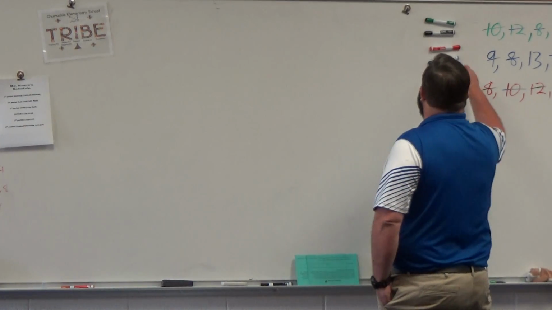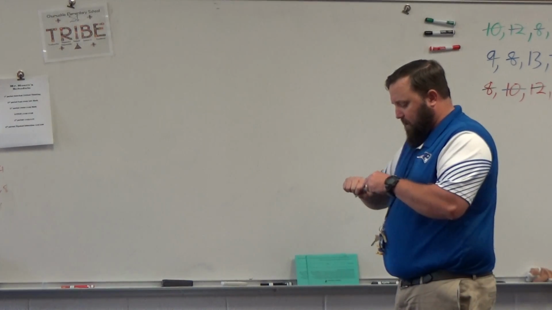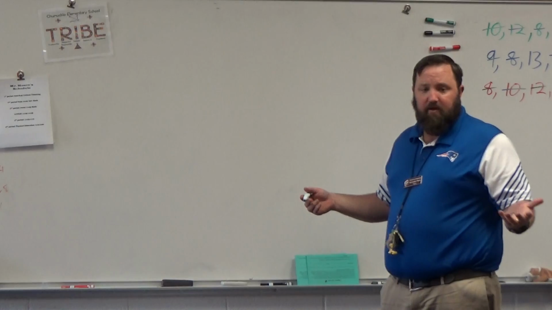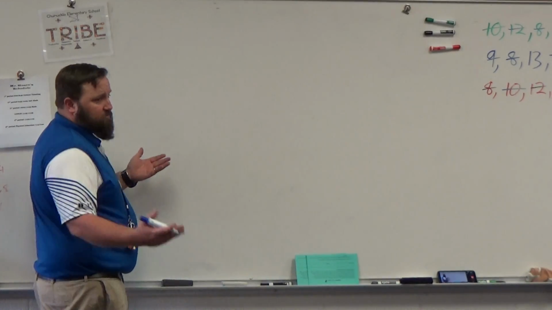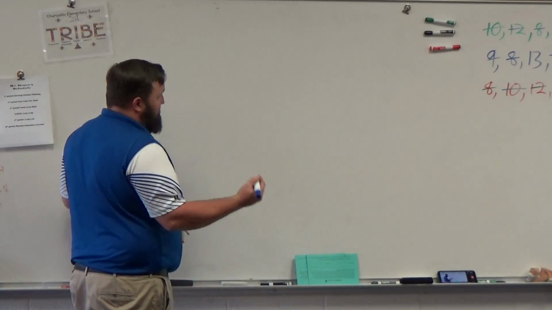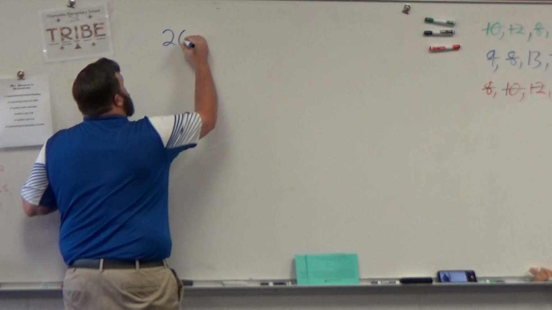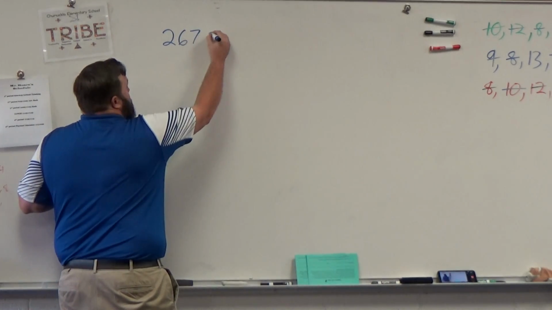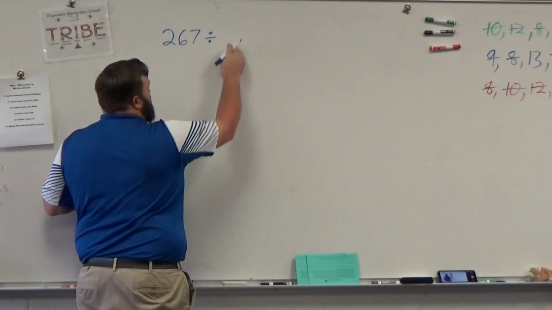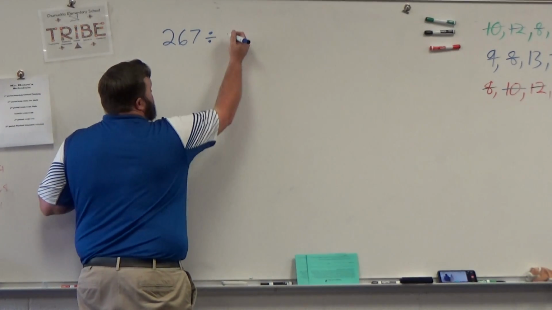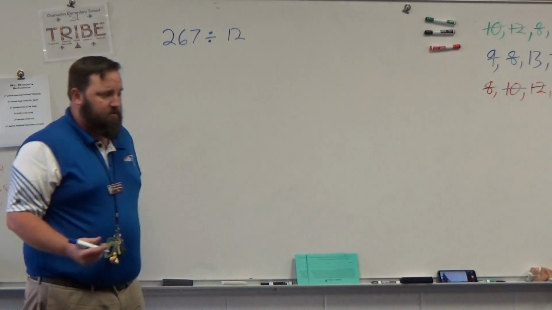So remember, at the beginning, and I've talked about this before, but let's talk about how to read mathematical sentences. So if I'm looking at a mathematical sentence, right, we're going left to right. So let's say that I have 267 divided by 12. We'll go 267 divided by 12.